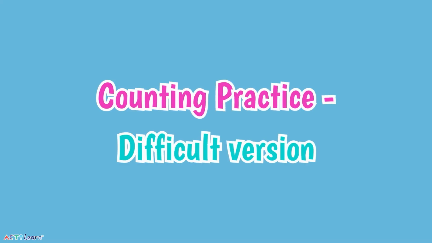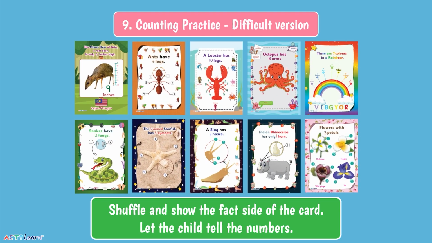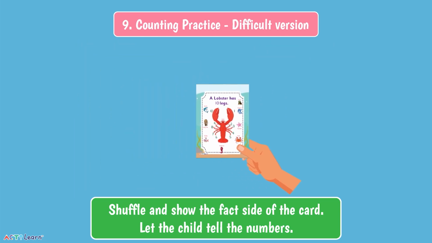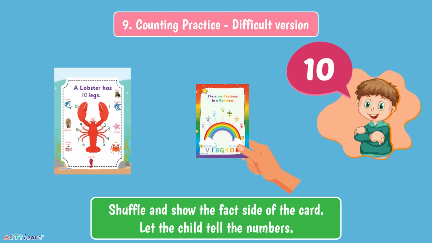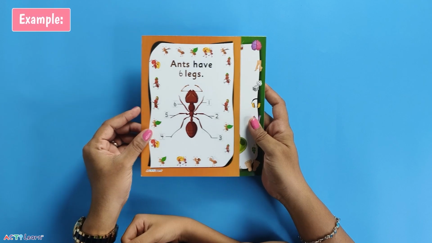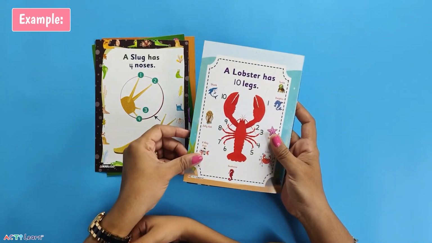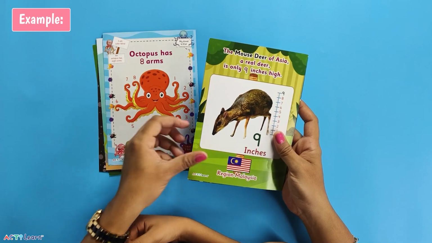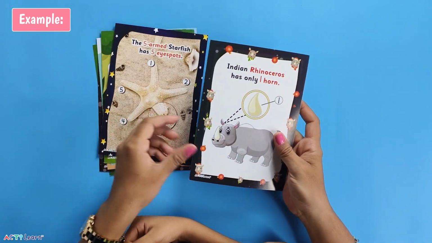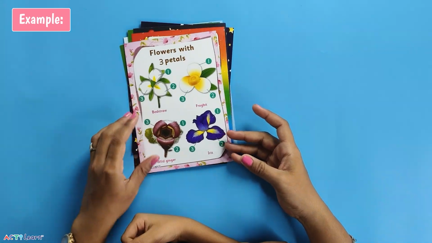Counting practice, the difficult version. Shuffle the cards with the fact side facing up. Show the cards and let the child tell the numbers. You can increase the speed of showing the cards each time you play the game. 6, 2, 4, 10, 8, 9, 5, 1, 7, 3.